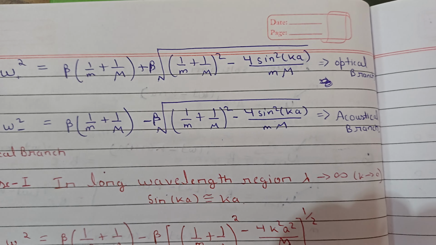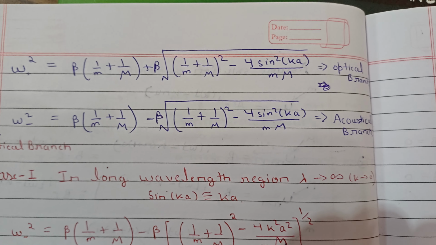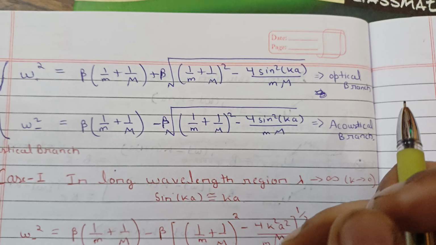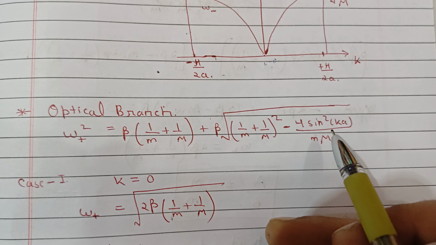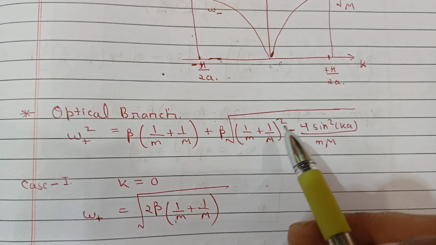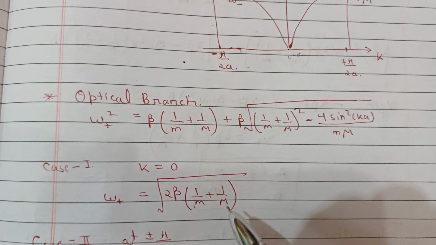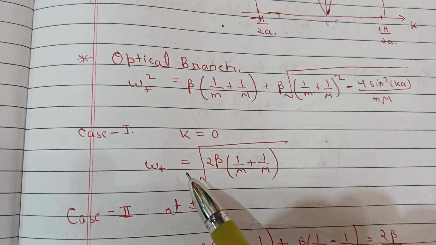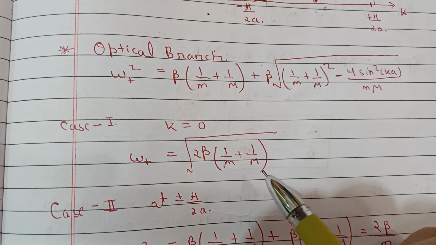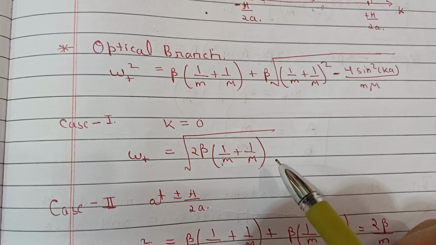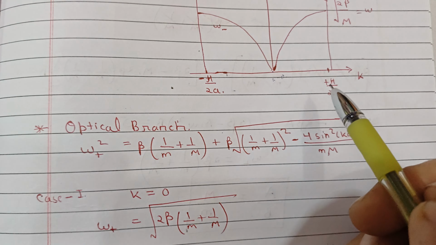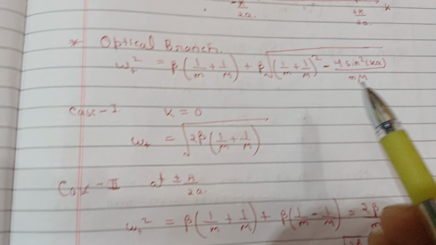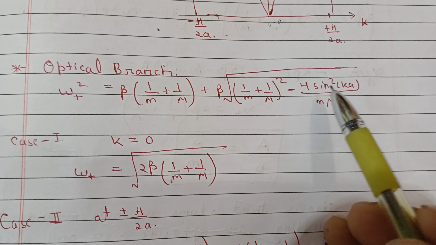First, we have to study when k equals 0. k equal to 0 means the long wavelength region. What will that give us? So here is the equation. When k equals 0, this will give us beta times 1 by m plus 1 by M. This will give us 2 beta times this. So omega will be this frequency for the long wavelength region. Now we need to find at pi by 2a or minus pi by 2a. So this will give us 1, this will give us 1.